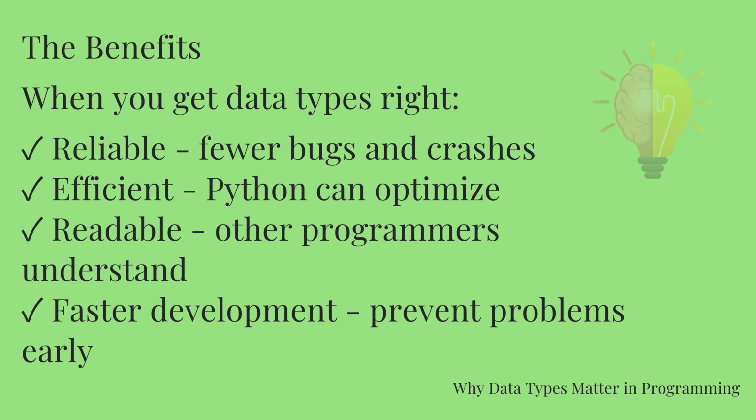When you understand data types and use them correctly, several great things happen. First, your code becomes more reliable. You'll get fewer mysterious bugs and crashes. Second, your code becomes more efficient. Python can optimize how it stores and processes data when it knows exactly what type it's dealing with. Third, other programmers can read and understand your code more easily. When someone sees that a variable is clearly defined as a number or text, they immediately know what operations make sense. And fourth, you'll write code faster. Instead of debugging weird behavior later, you'll prevent problems from the start as much as you can.